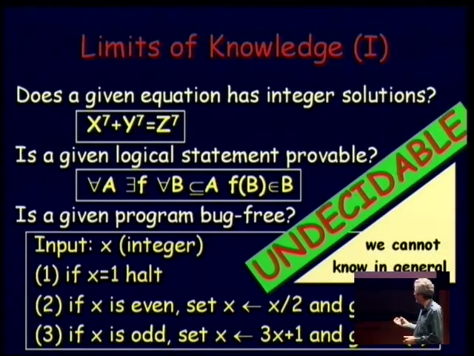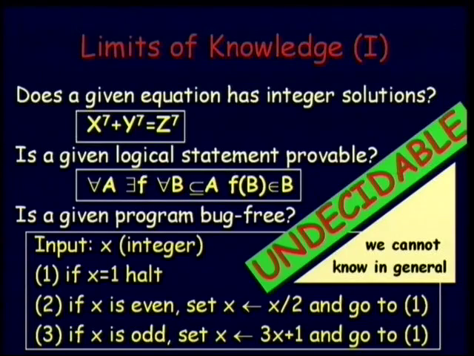it was proven for all of them, and for many other natural classes of questions that mathematicians do study, that they are undecidable in the Gödel and Turing sense. There is no computer program that will solve all instances of this type of problem. So these are certainly things that we cannot know in general.